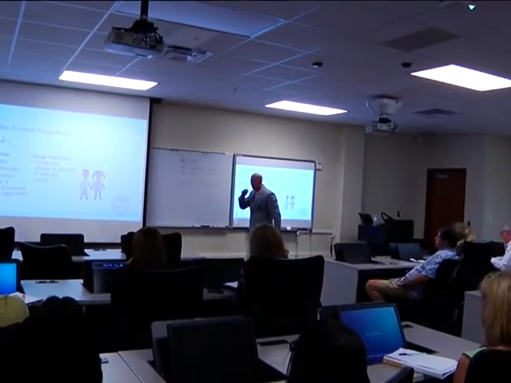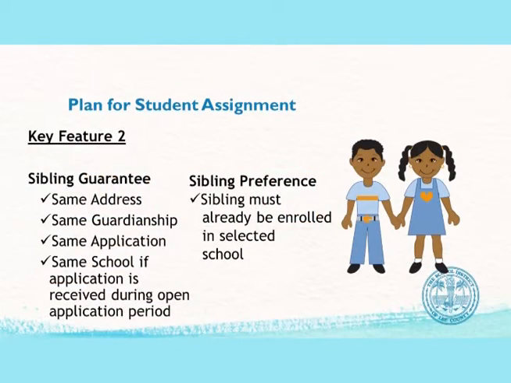The sibling preference is another key feature in the lottery. This is our attempt, our need and want, to keep students in the same family together, assigned to the same school. The sibling guarantee basically says if you have 2 children entering the lottery, the school district of Lee County will assign them to the same school. We want to keep those siblings together. That's if the application was received at the same time, and they live in the same household, under the same address.